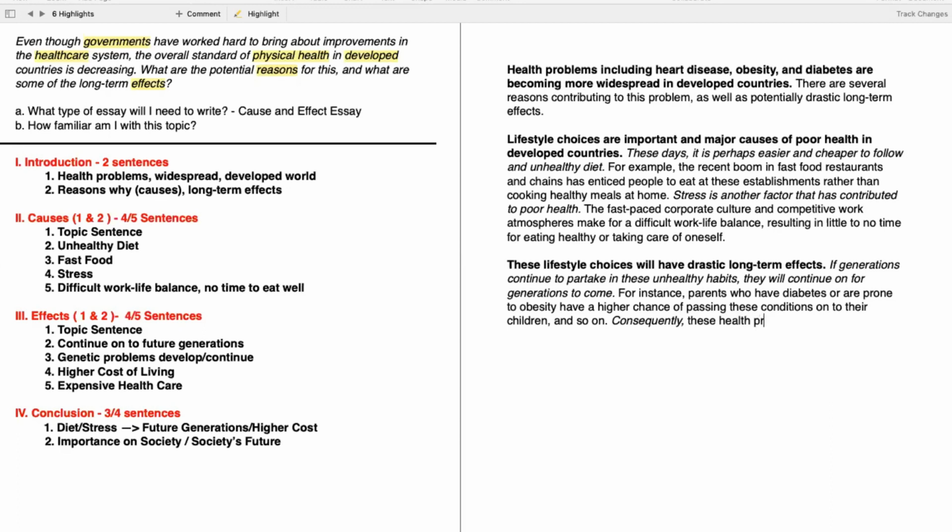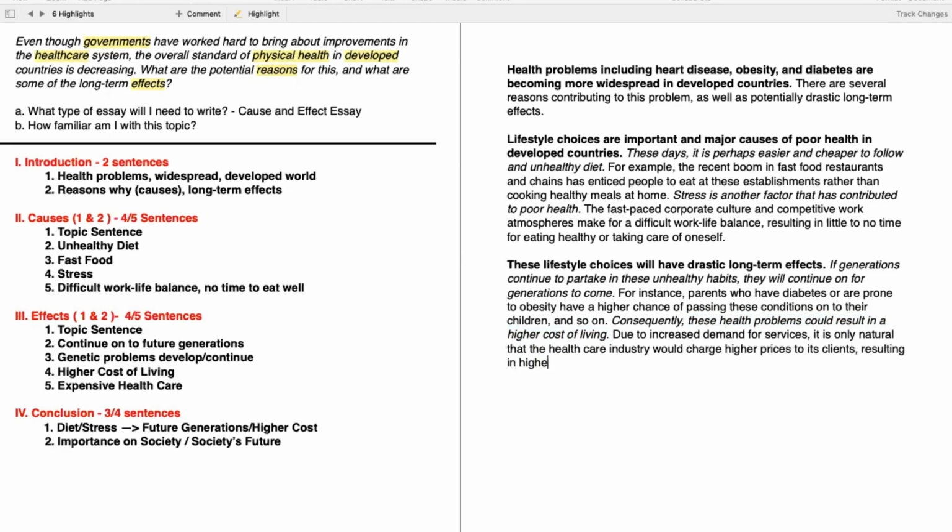these health problems could result in a higher cost of living. Okay, and I'll just put that all in italics so that we know it's our next point. And then as an example, to close this off, I'll say, due to increased demand for services, it is only natural that the healthcare industry would charge higher prices to its clients, resulting in higher costs.